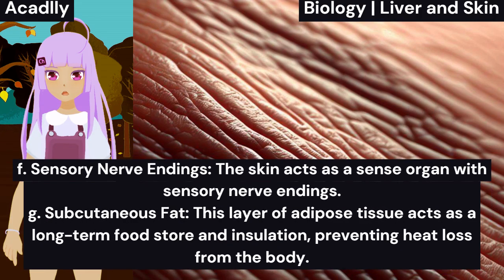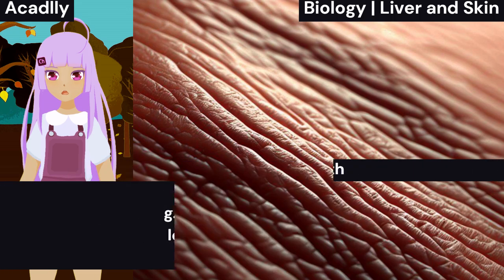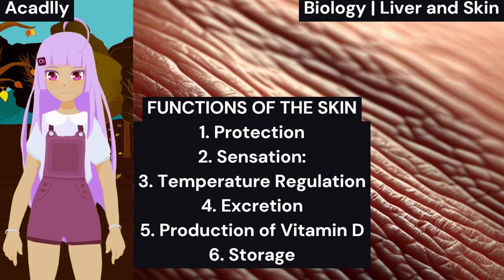F. Sensory nerve endings. The skin acts as a sense organ with sensory nerve endings. G. Subcutaneous fat. This layer of adipose tissue acts as a long-term food store and insulation, preventing heat loss from the body. Functions of the skin. 1. Protection. The skin serves as a protective barrier against dehydration, invading microbes, mechanical damage, and harmful chemicals.